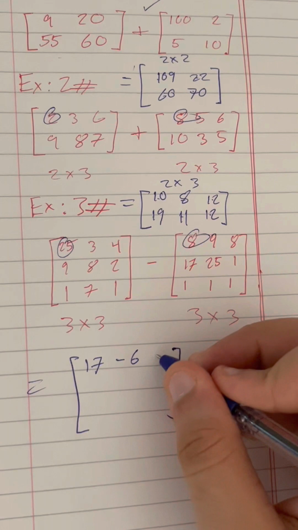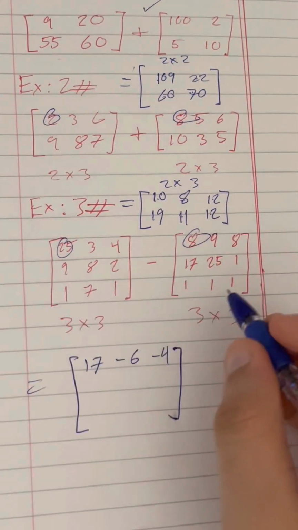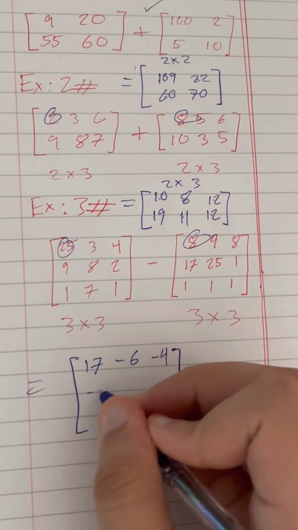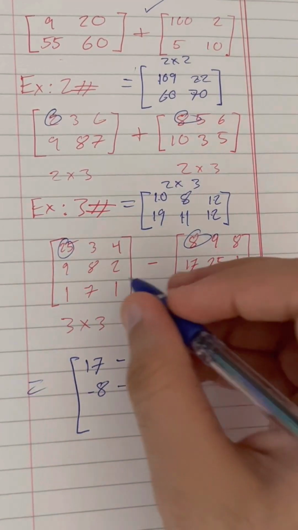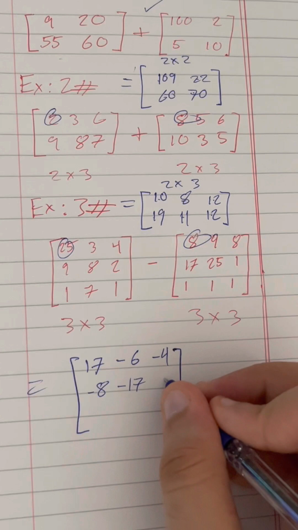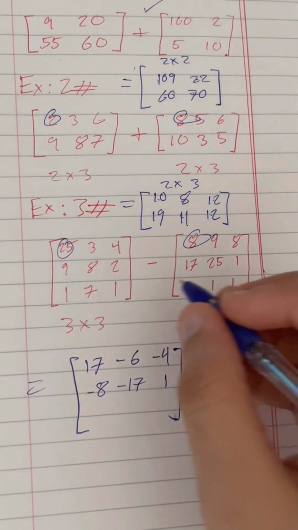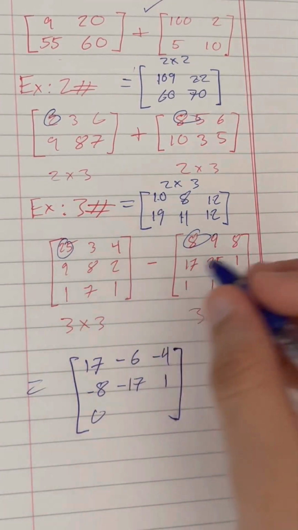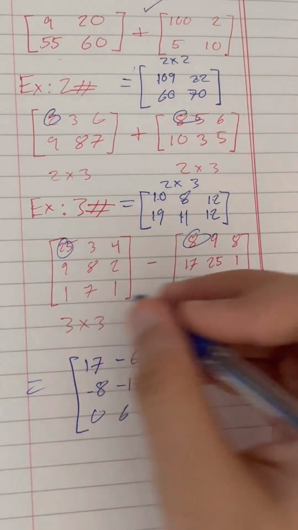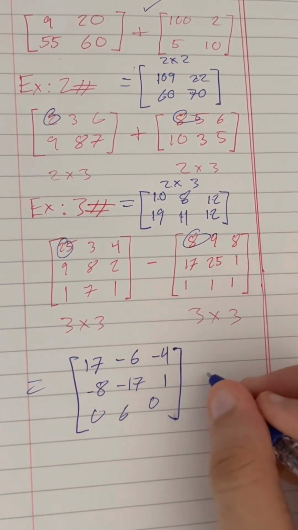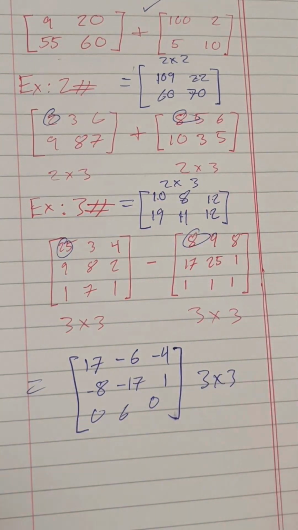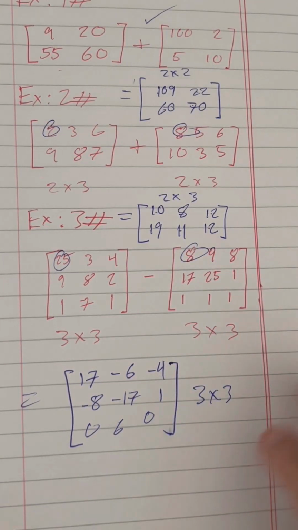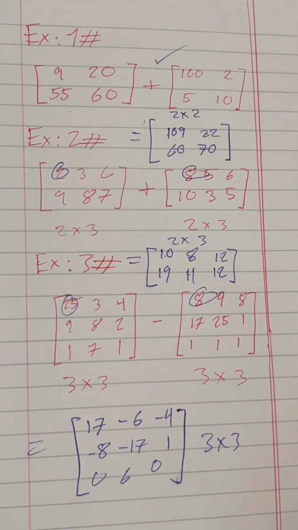4 minus 8 is minus 4. 9 minus 17 is minus 8. 8 minus 25 is minus 17. 2 minus 1 is 1. 1 minus 1 is 0. 7 minus 1 is 6. 1 minus 1 is 0. That should be your answer, a 3 by 3 matrix. That's it for the introduction to matrices.